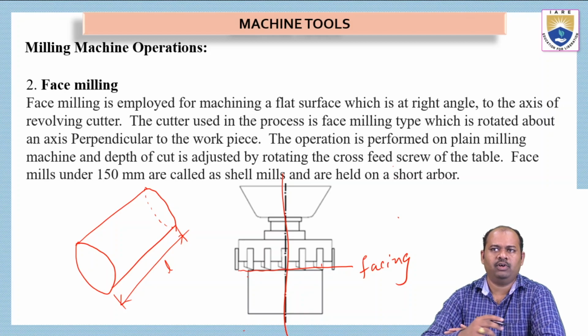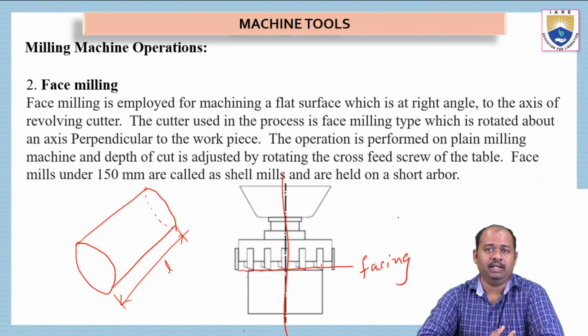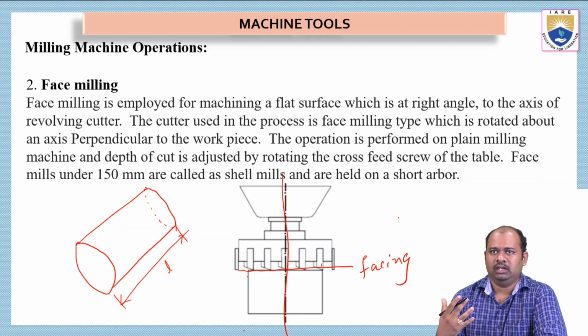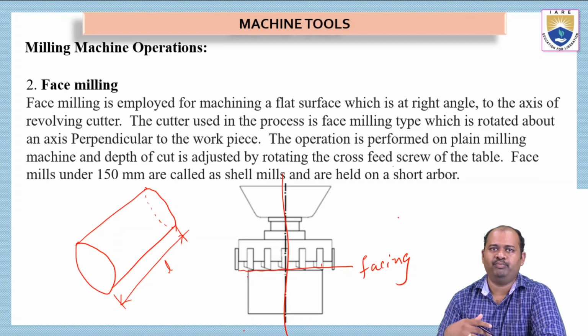The operation is performed on a plain milling machine, and depth of cut is adjusted by rotating the cross feed screw of the table. Okay, whenever we want to do this operation, it is performed on a plain milling machine. Okay, so this face milling is possible on a plain milling machine. We have seen all the different types of milling machines in the previous lectures, and this is possible on a plain milling machine, and depth of cut is adjusted by rotating the cross feed screw below the table.